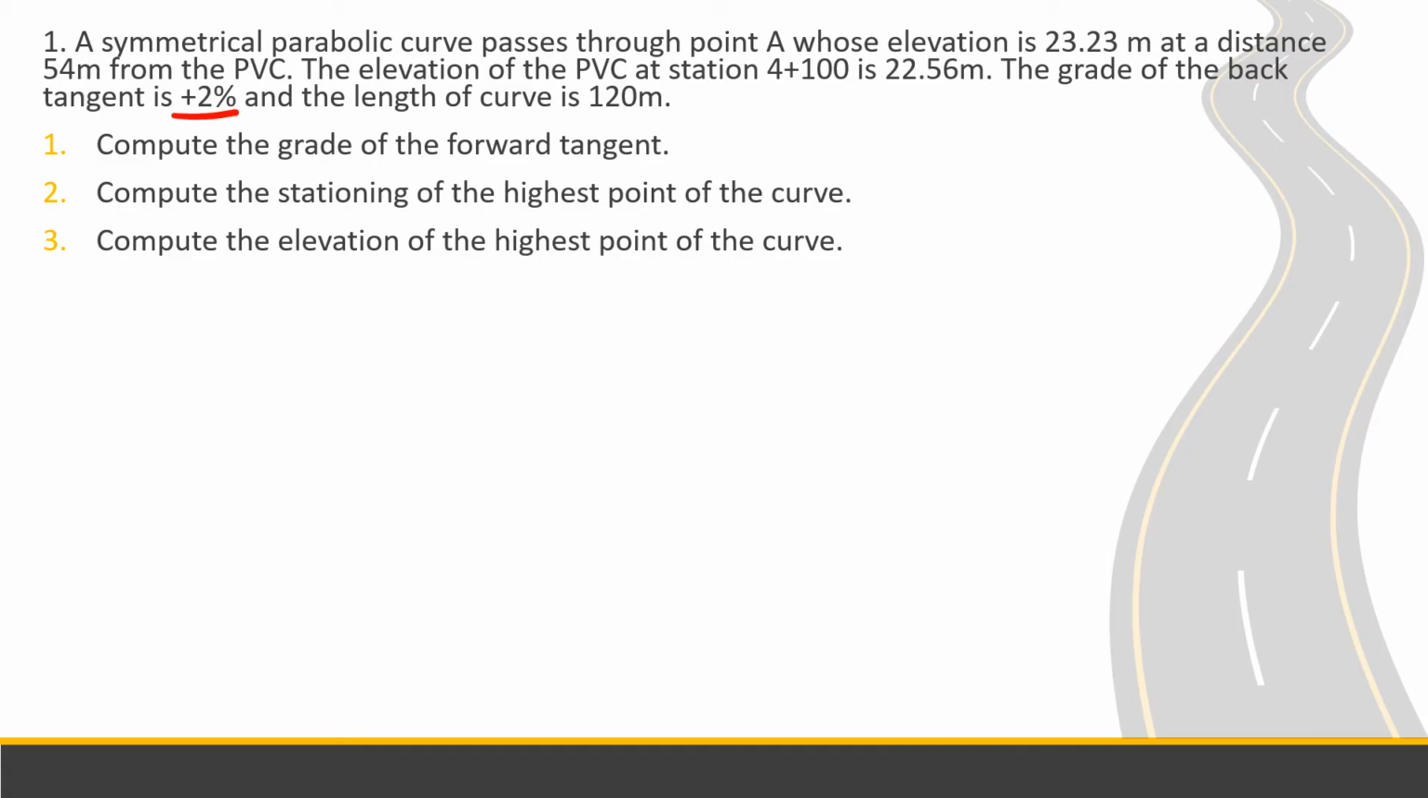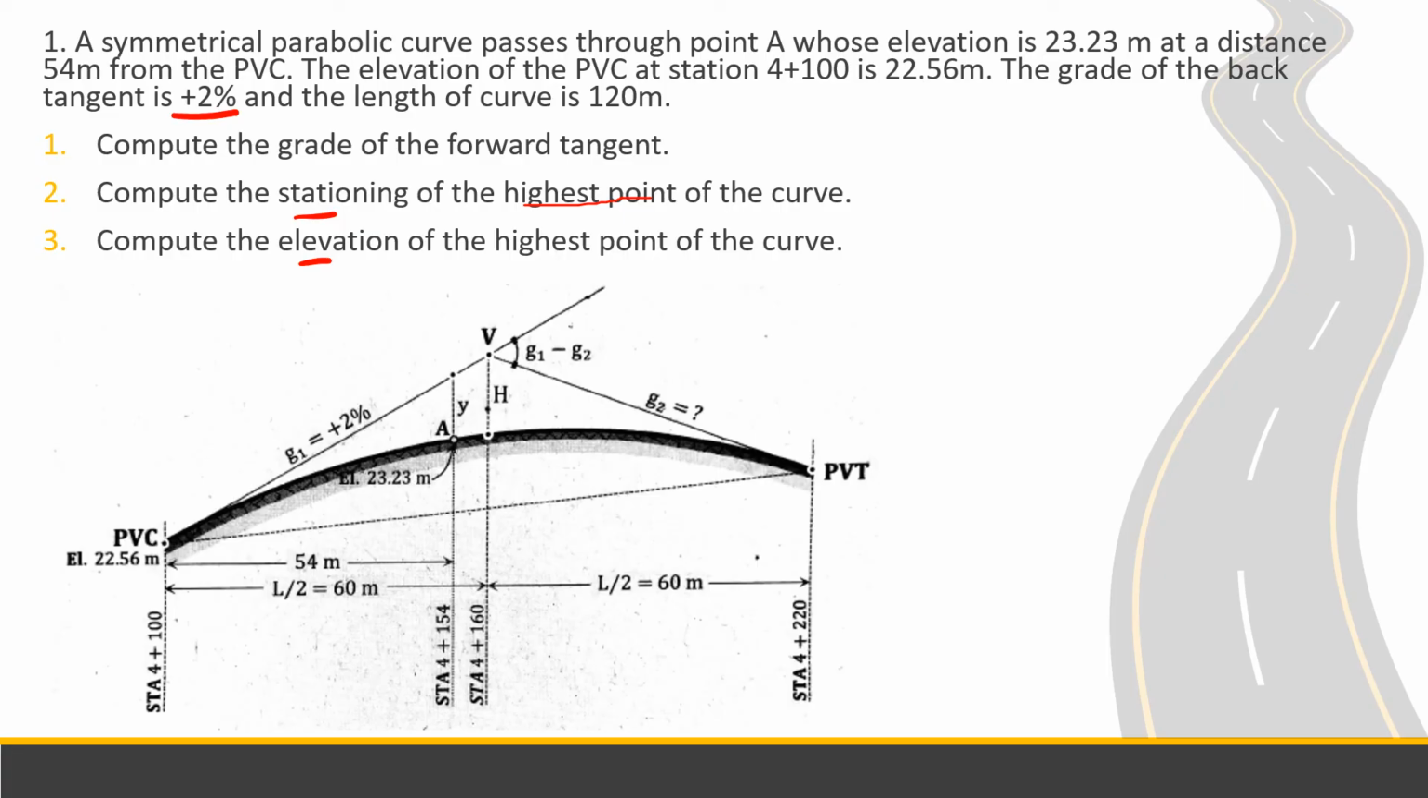First, compute the grade of the forward tangent, the one going downward since this is a summit. Then compute the stationing of the highest point of the curve and also the elevation of the highest point of the curve. If we draw the figure of this problem, the curve would look like this. This is PVC at elevation 22.56 meters, located at station 4 plus 100. And this is PVT, at station 220.